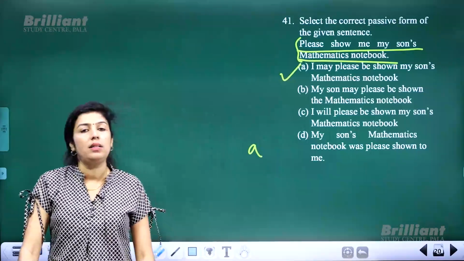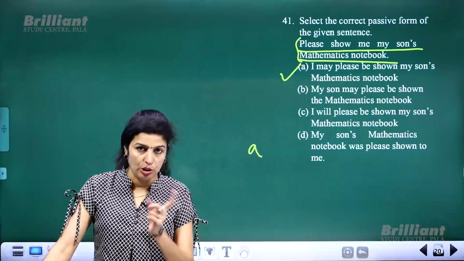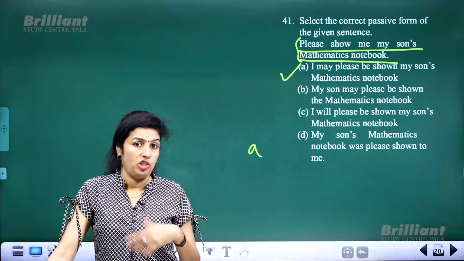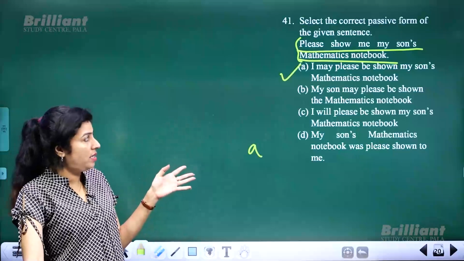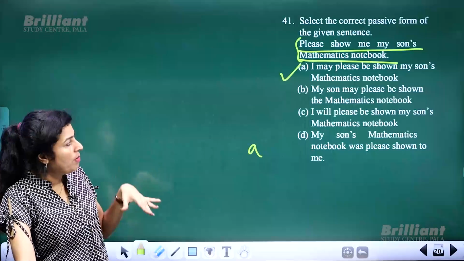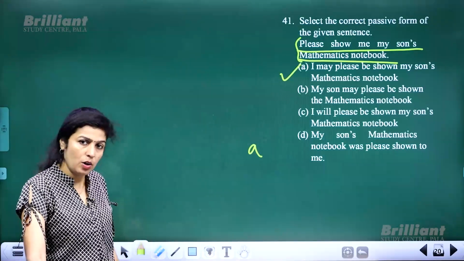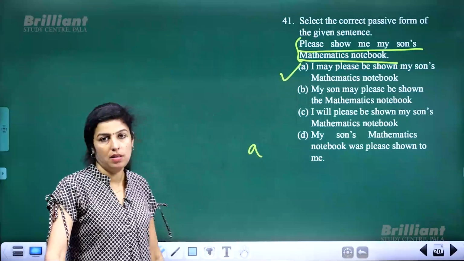And you know what, there is one more way. Now that we just discussed active and passive construction, you need to know that there is another way also, you can change it into active voice. Like, you are requested, here that you subject is hidden, right? So, you are requested to show me my son's maths notebook. That also is possible. So, right now, out of these options, the first one is the correct one.